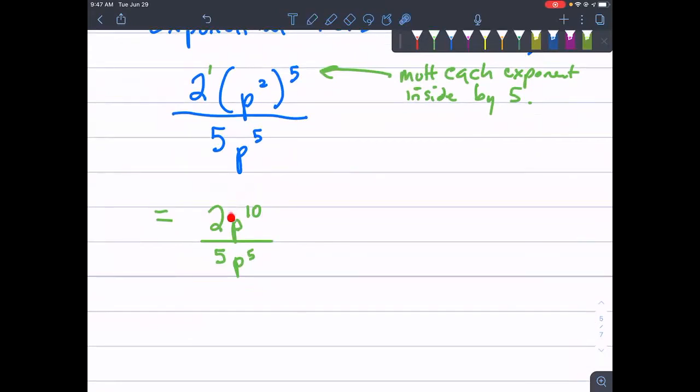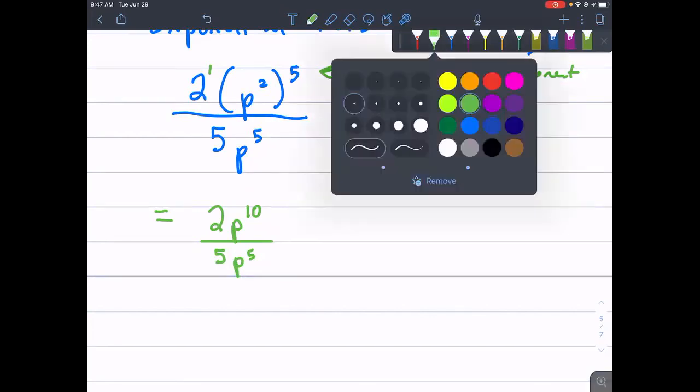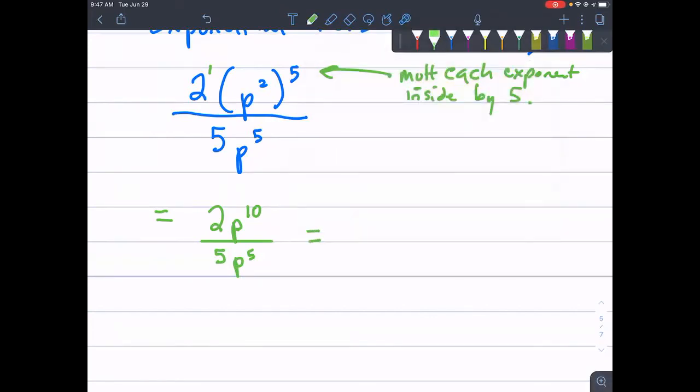And then the only thing left to do, if you've got p on top and p on bottom, you remember what we're doing with those exponents there? Subtracting them. And by the way, 10 minus 5 is 5. Would those p's be on top or bottom? Top, right. So the 2 and the 5 don't reduce. And no p's left on bottom. All those 5 p's that are left are on top.